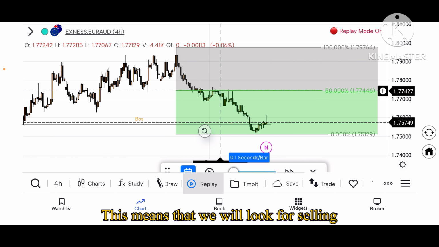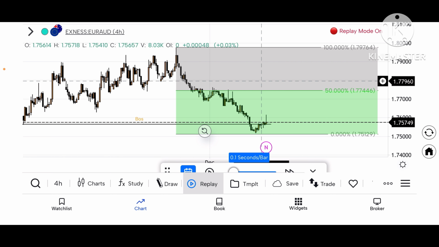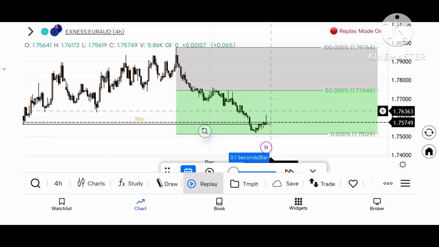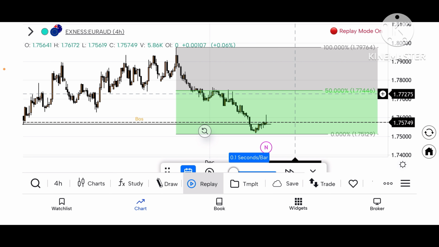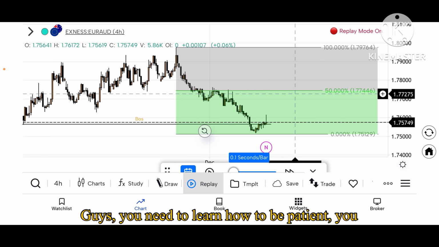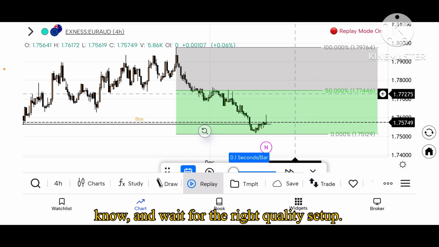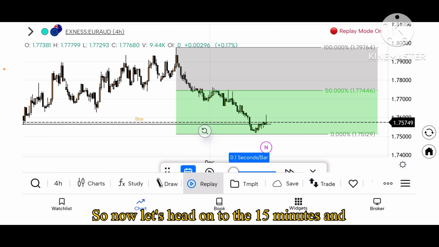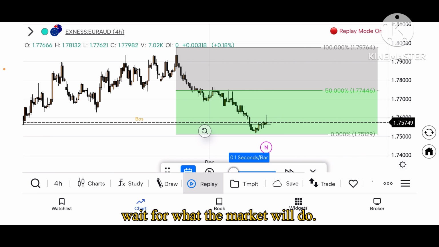So what does this mean? This means that we will only look for selling opportunities in this gray area. Anything here, we're not looking for any selling opportunity. Even though we found an opportunity, it's not part of our strategy. So guys, you need to learn how to be patient and wait for the right quality setup. So now let's head on to the 15 minutes and wait for what the market will do.